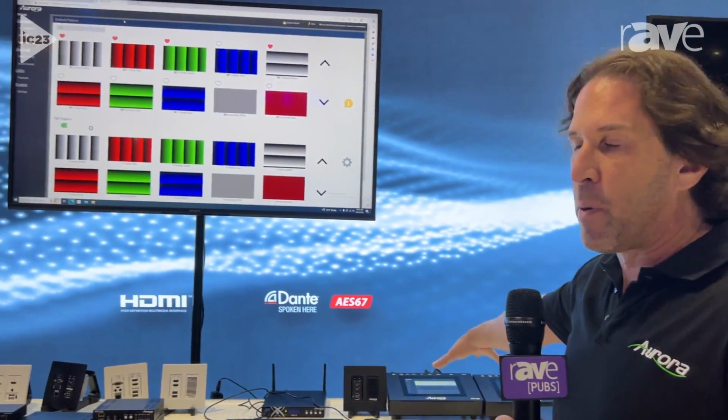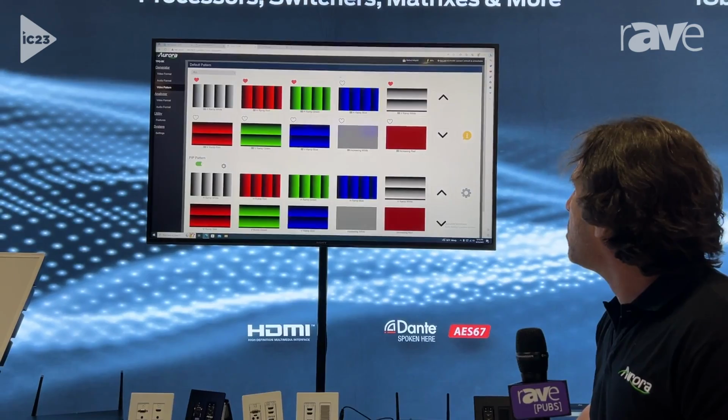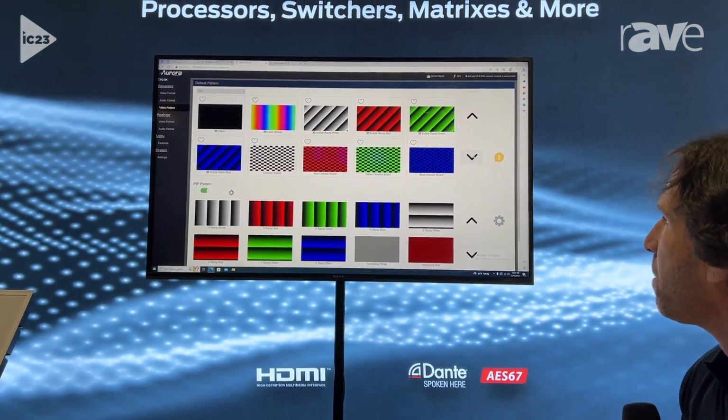And then the output, we have a web browser built into it. It's got a 7-inch touch panel also. And as you can see, we got a lot of different patterns in here.